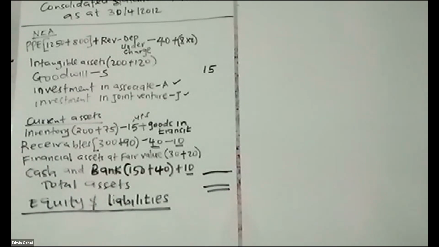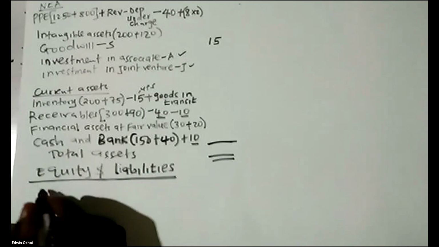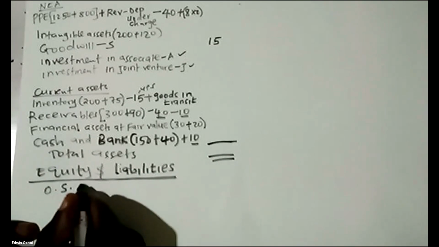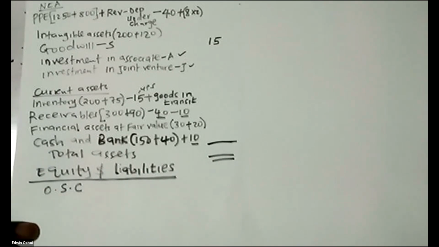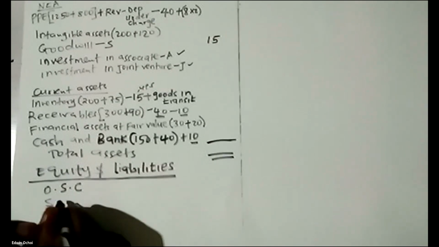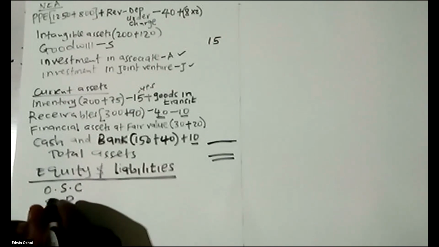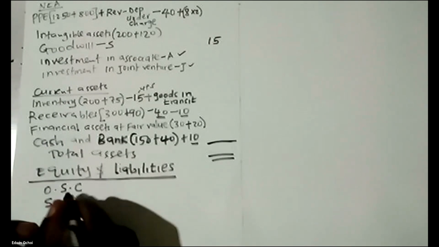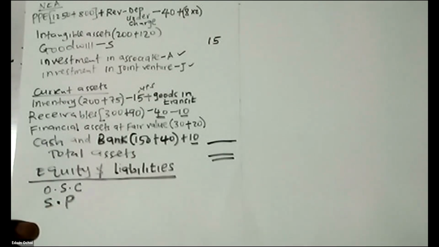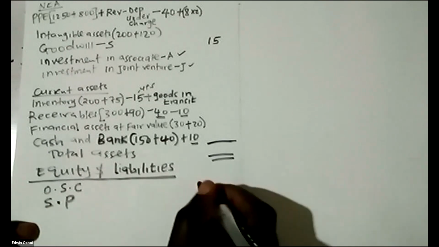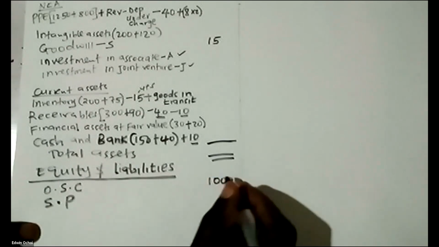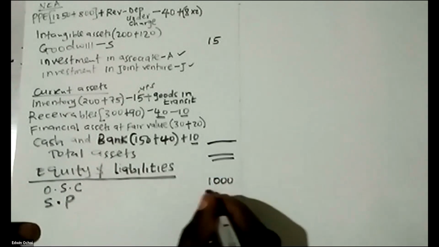So for the equities and liabilities, you remember this one is again more direct because now ordinary share capital is that of the parent. Share premium, you pick the one for the parent only, because the one for investing companies has been used in the computation of goodwill. So ordinary share capital of the parent is 1,000. Share premium of the parent is 300.